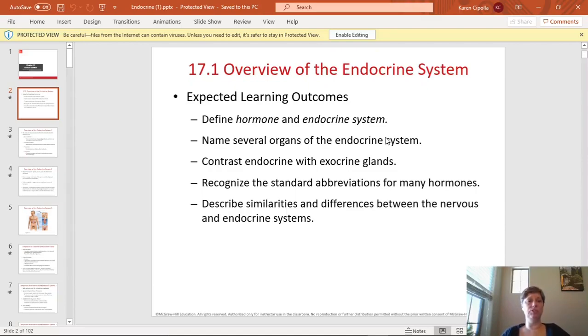All right, so we're going to do this in small chunks. I'm going to try and just do a few slides at a time to go over some main points in regard to the topic we're discussing. So the topic we're discussing now is the endocrine system.